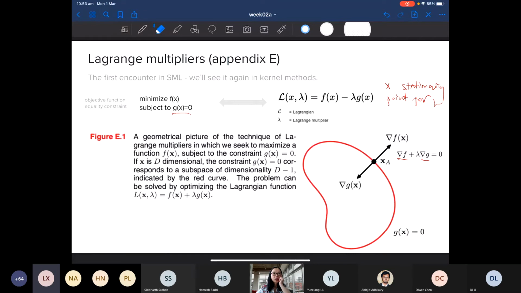And then the gradient of f of x at the stationary point is also orthogonal to g of x in this particular case, because otherwise you wouldn't be at a maximum or minimum point.